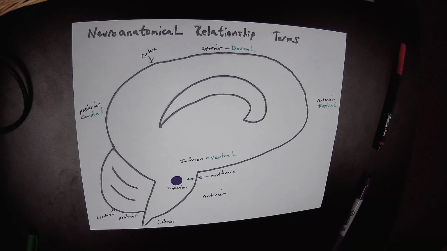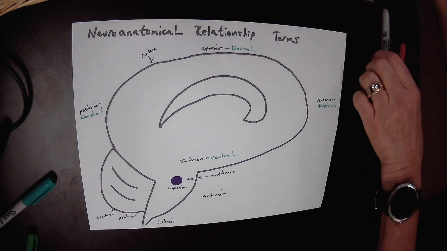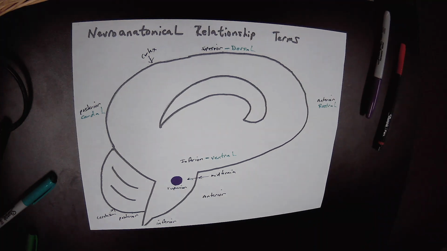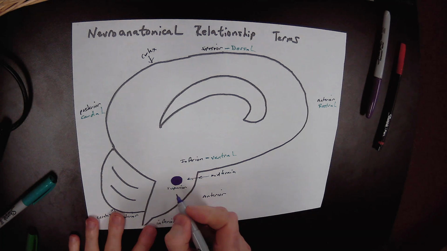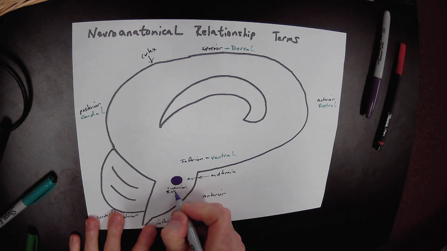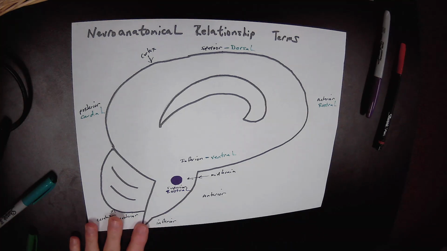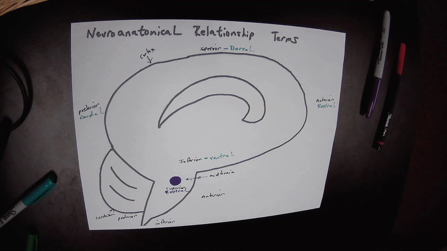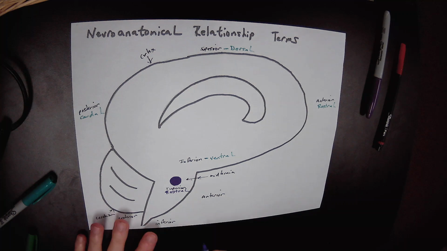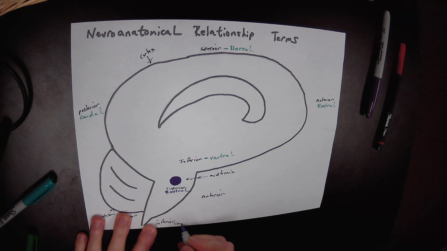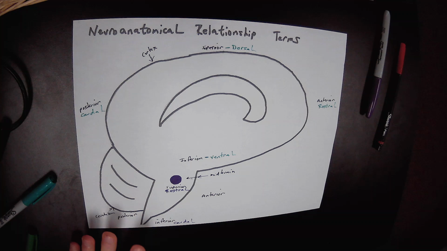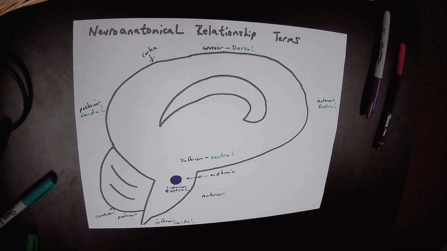Let's give it a different color. Below the level of the midbrain, superior is going to become rostral, which means that inferior is going to be caudal. Another way to think about that is C1 is rostral to T1, and T8 is caudal to C2. It's just a way to think about it.